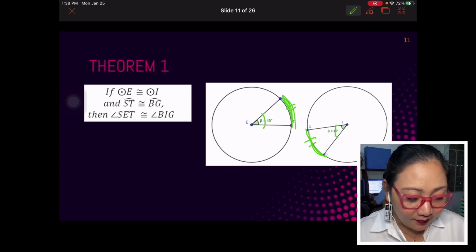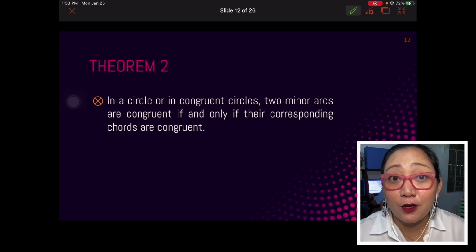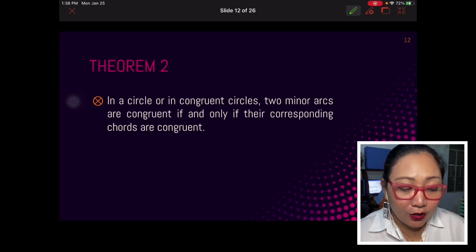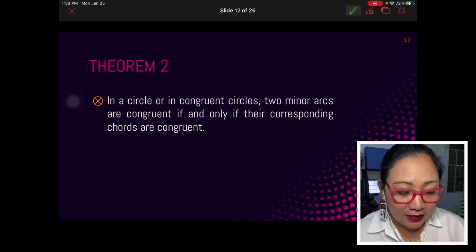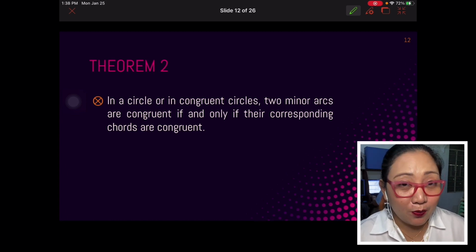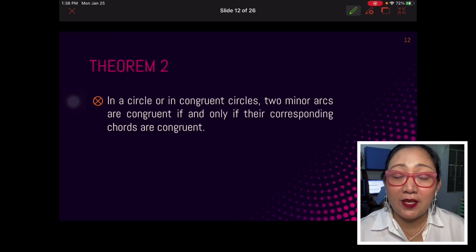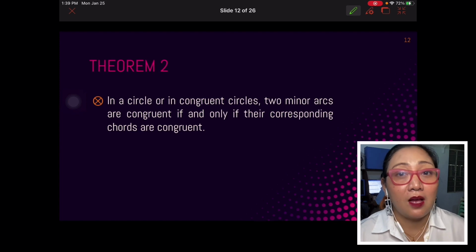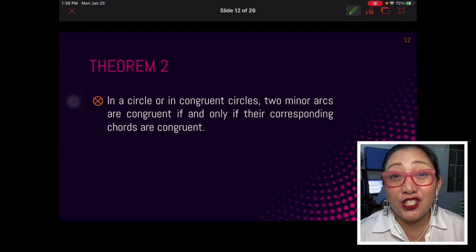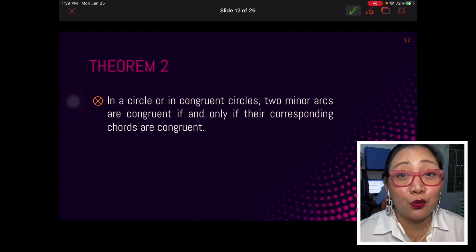Okay? Next, we have Theorem number 2. In a circle or in congruent circles, two minor arcs are congruent if and only if their corresponding chords are congruent. So, ganun po ulit. If and only if, ibig sabihin yan biconditional statement siya. So, ibig pong sabihin nun, yung if-then statement natin at saka yung converse niya ay parehong totoo.